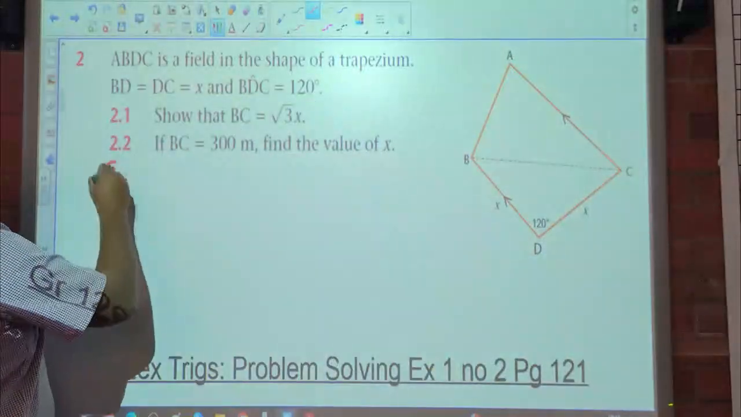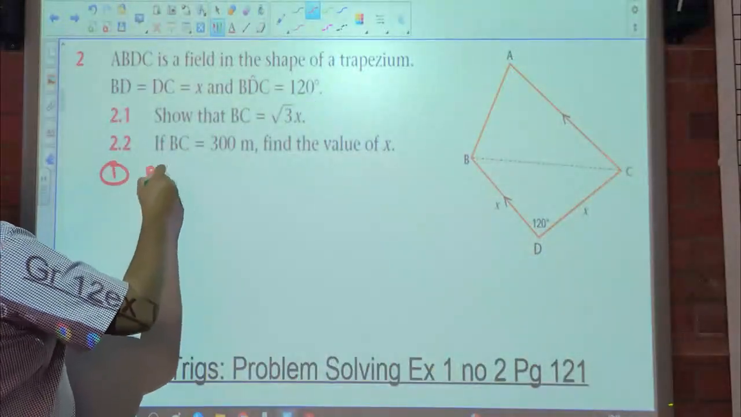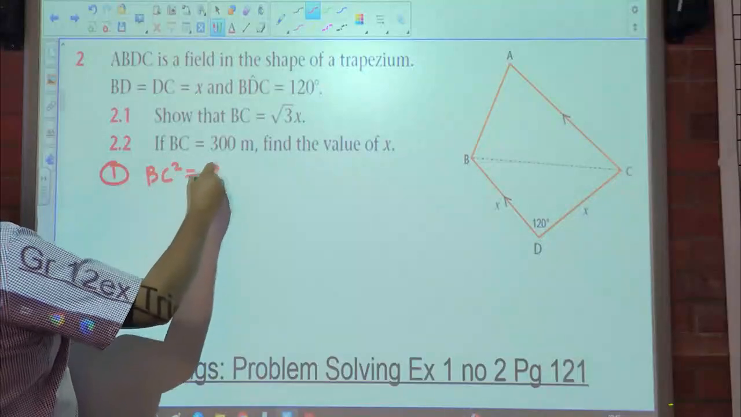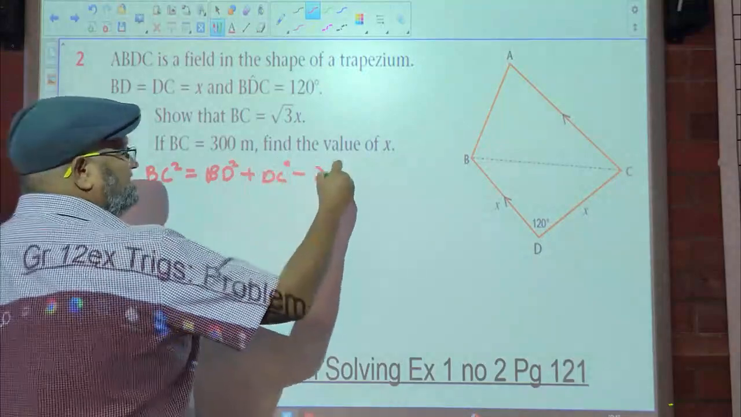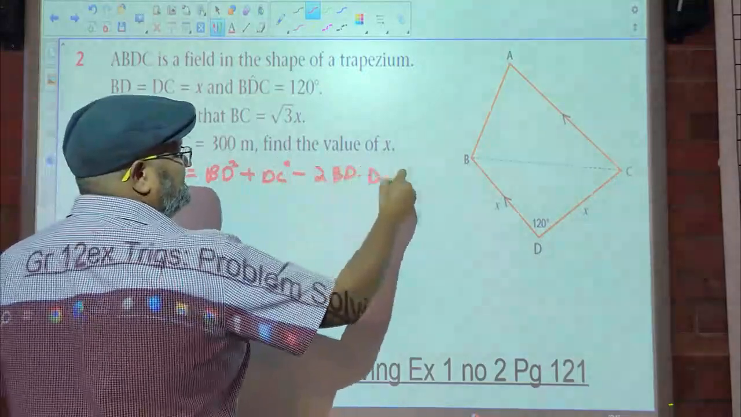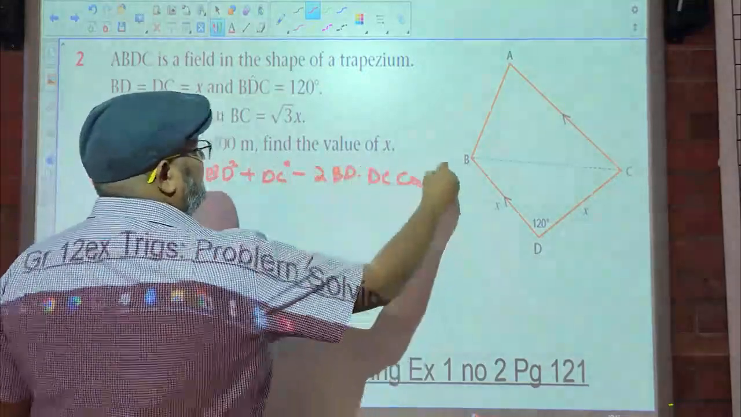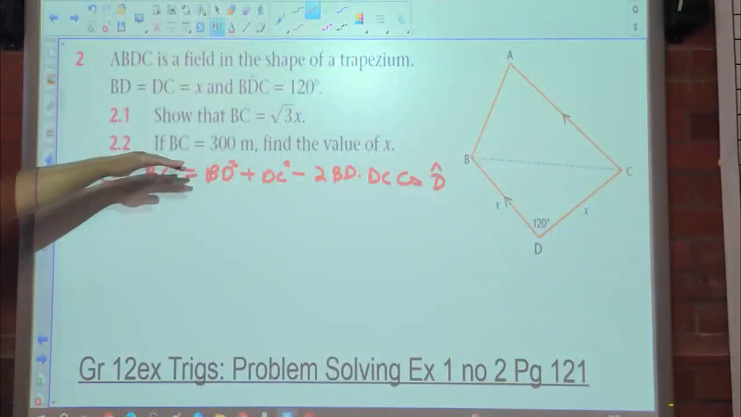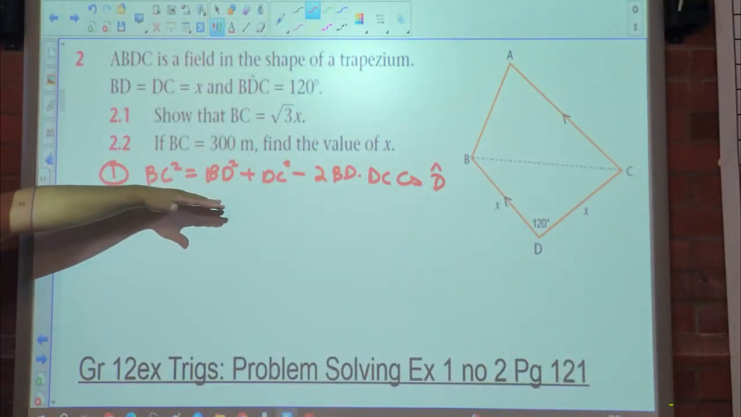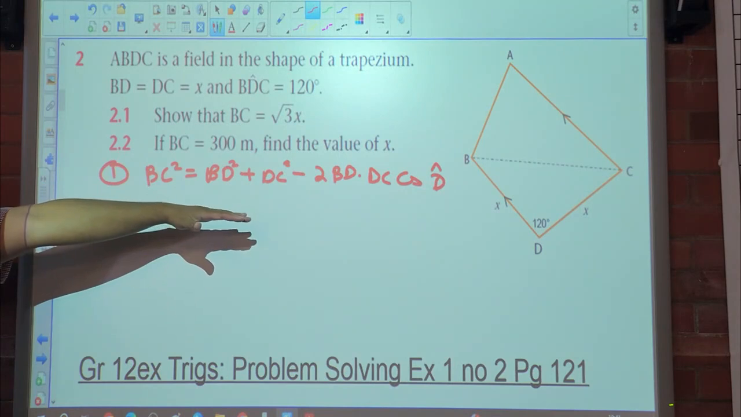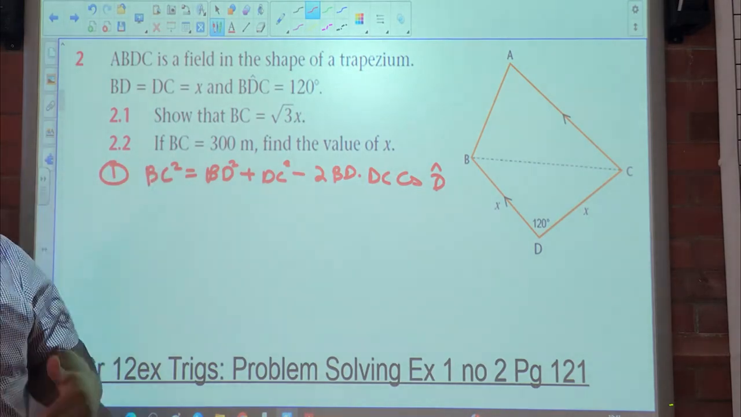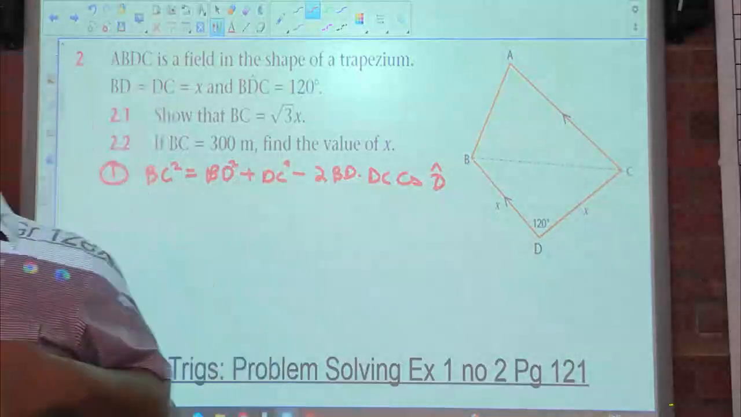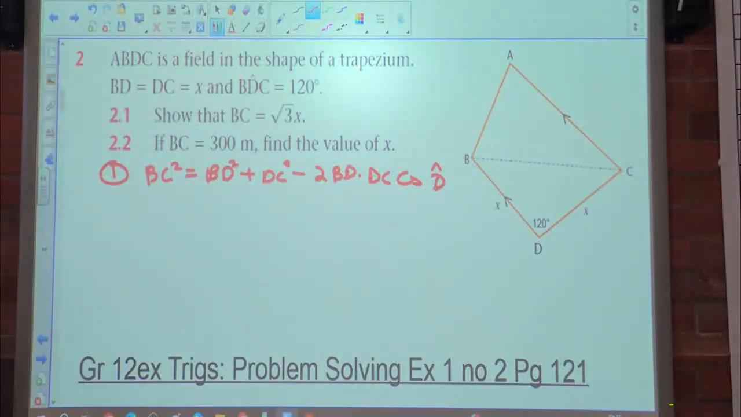So firstly we're going to say that BC squared is equal to BD squared plus DC squared minus 2 BD times DC cos of angle D. Do I have to write this general formula here? No, you don't have to. But you'll see me write it often, so that when you're going to study, you'll know exactly where it's coming from.